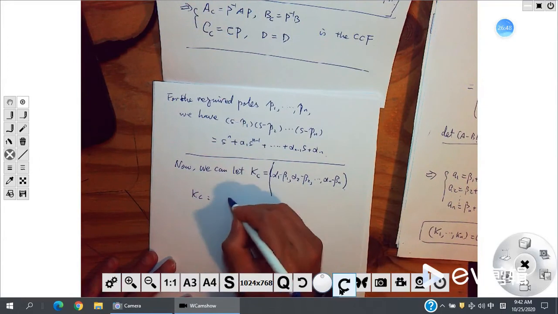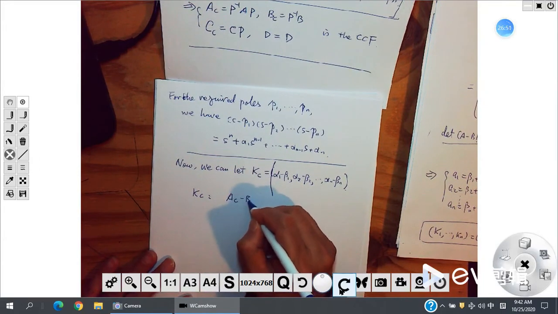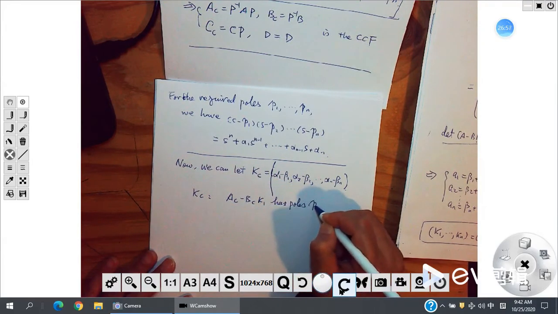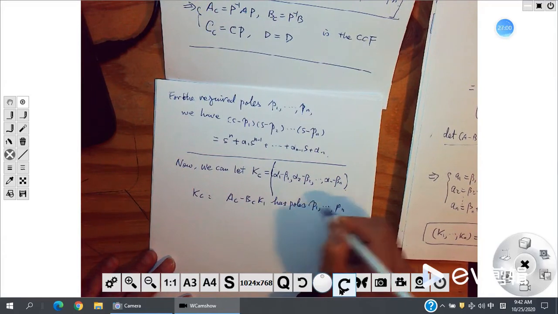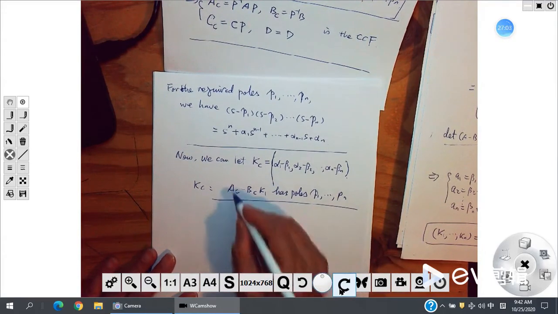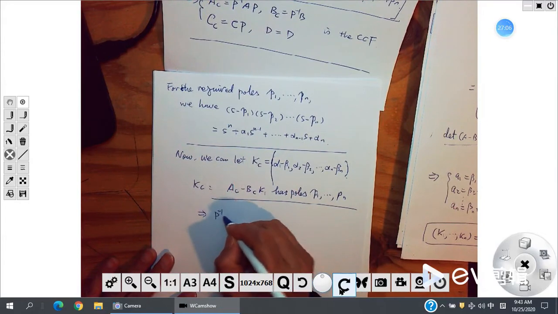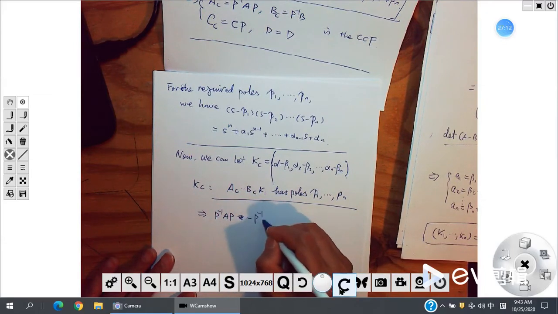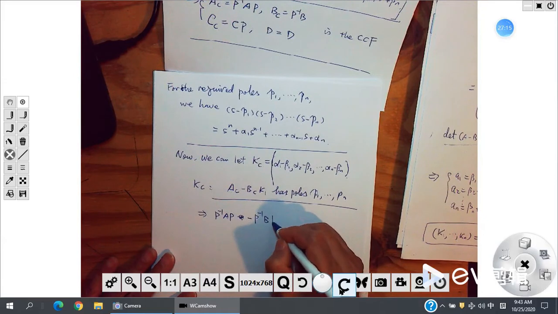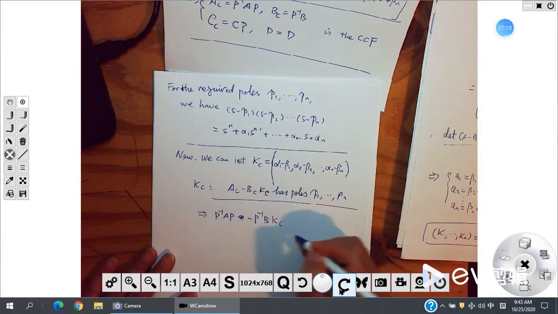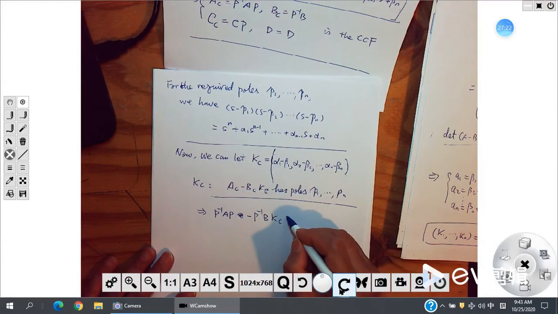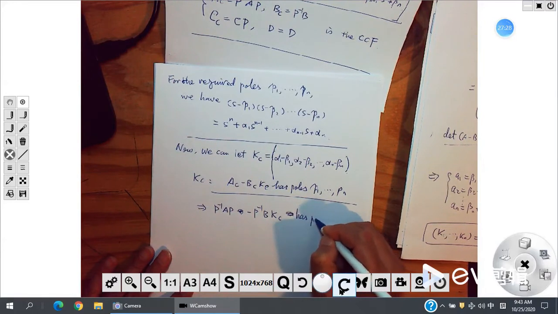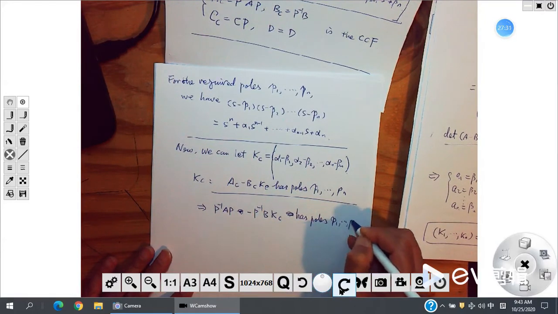Kc, so that AC minus BC Kc has poles P1 to Pn. Now we have this. Now what is AC? AC is P inverse AP. What is BC? BC is P inverse B. And then this is KC. Okay, we solve this, we can have the poles. Okay, I just write this one. I say this has poles P1 to Pn. Right? We have this one.